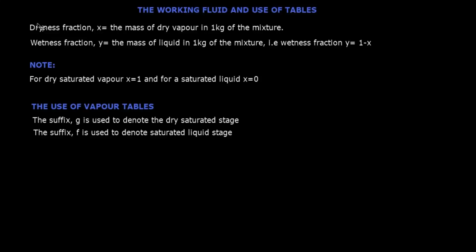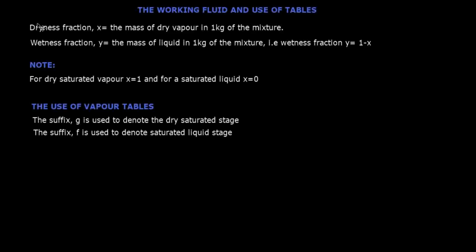In the last episode we talked about the first law of thermodynamics and the steady flow energy equation and their practical applications. We also solved problems and tackled some questions. In this tutorial we'll be looking at the working fluid and the use of the steam table. Before then, there are some parameters we should know because we'll be using them more in solving questions: the dryness fraction, the wetness fraction, and also the subscripts.